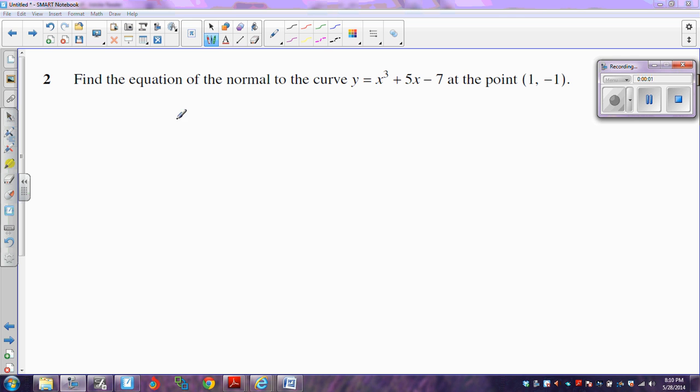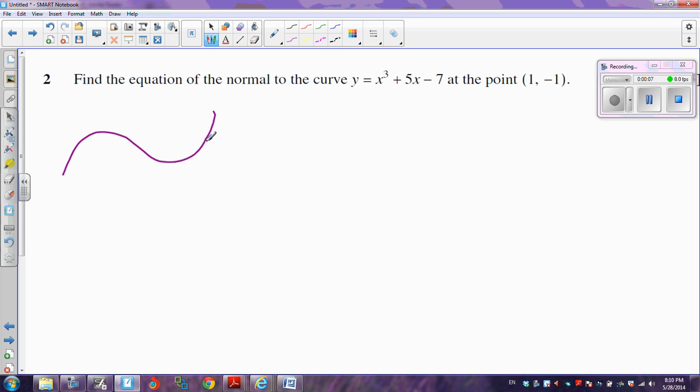Okay, in this question, we're asked to find the equation of the normal to the curve. So we've got a curve that looks something like that, and we're trying to find the equation, not just of the tangent, which would go in the same direction as the curve, but the normal, which goes perpendicular to the curve at that point. What we're going to do is work out the gradient of the tangent to the curve, which is actually going to be the same as the gradient of the curve at this point, and then we're going to use that to find the gradient of the normal.